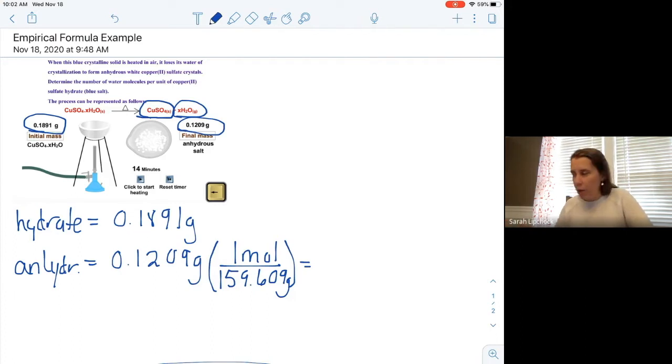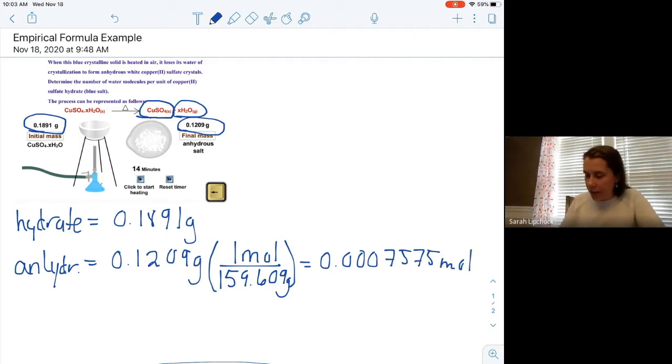All right, and then if I punch that into my calculator, I get 0.0007575 moles. Okay, now the second thing we need is the amount of water. All right, we didn't directly measure that. We'll get that by taking how much hydrate we started with and subtracting the mass of the salt that was left. So everything that we lost, we're assuming was water from the hydrate.